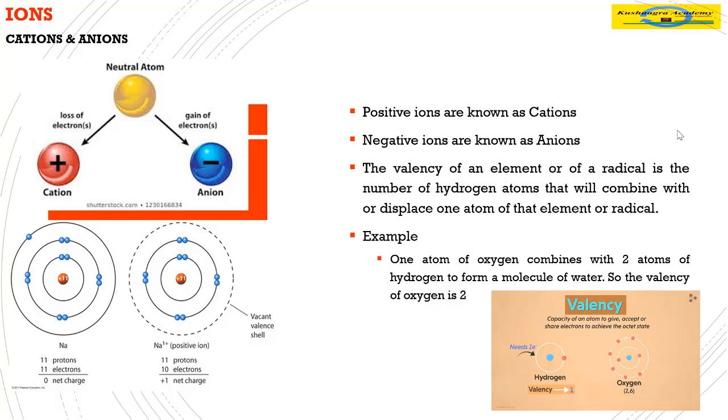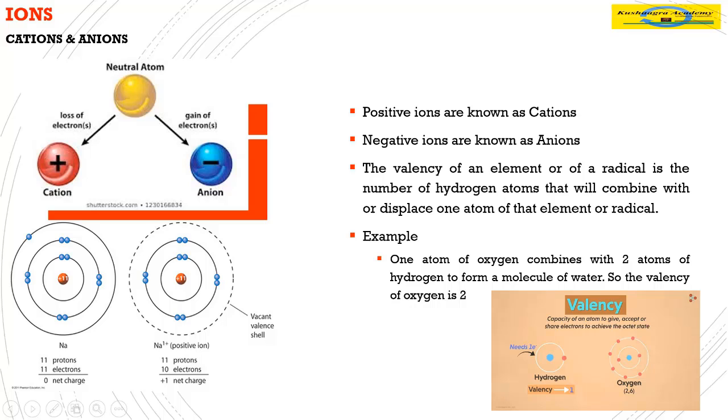Now moving to the next topic, that is about the ions. Already I have told you that when atoms lose electrons, they gain a positive charge, and when atoms gain electrons, they get a negative charge. When the atom gets the positive charge, it is called a cation, and when it gets the negative charge, it is called an anion. Now the valency of an element or of a radical is the number of hydrogen atoms that will combine with or displace one atom of that element or the radical.